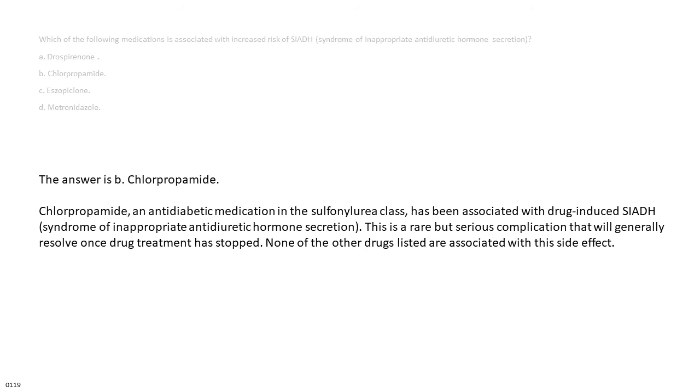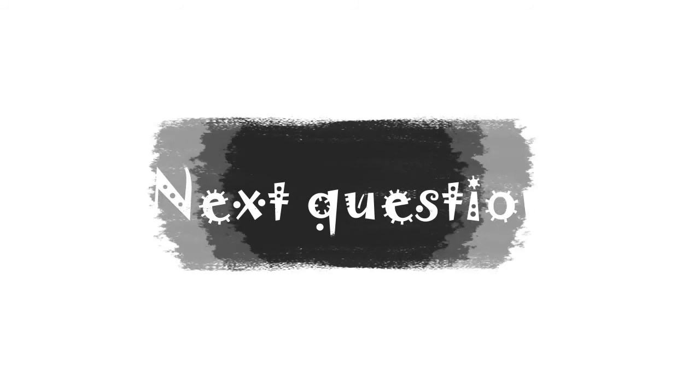The answer is B. Chlorpropamide. Chlorpropamide, an antidiabetic medication in the sulfonylurea class, has been associated with drug-induced SIADH, syndrome of inappropriate antidiuretic hormone secretion. This is a rare but serious complication that will generally resolve once drug treatment has stopped. None of the other drugs listed are associated with this side effect.